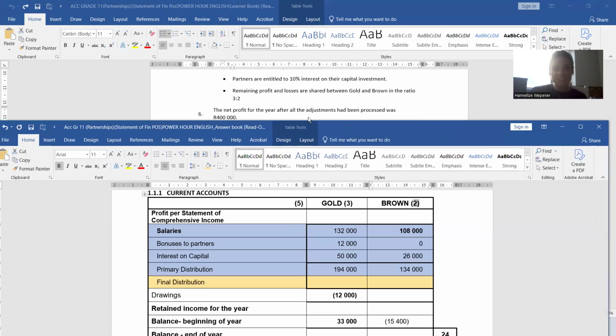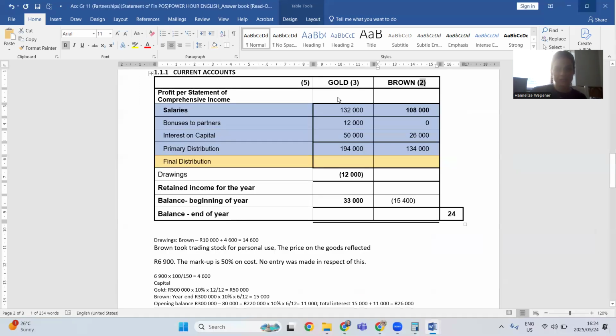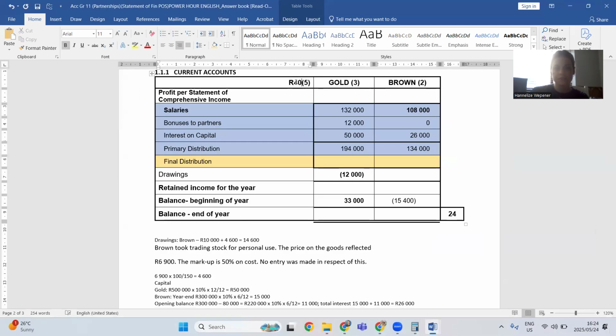So the net profit for the year after all the adjustments was 400,000 Rand. In other words, we need to take our 400,000 Rand. Please don't, this does not go into the note now. This is just for explaining purposes. So we need to take the 400,000 Rand profit, then we first need to deduct from that the primary distribution, and then only can we do the final distribution.